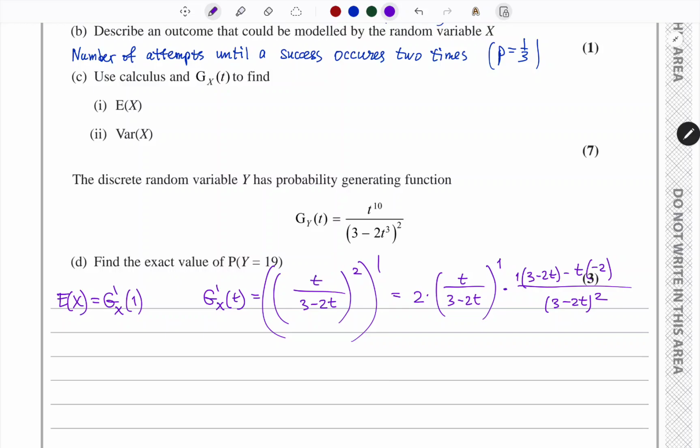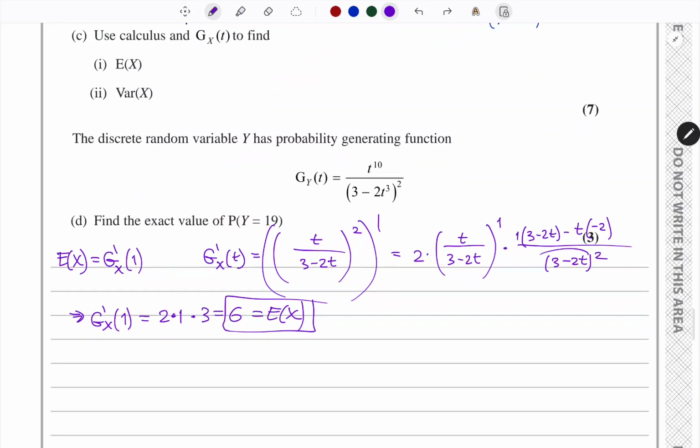Yep. I don't want to simplify it because it's pretty easy to put the value of 1. Okay, 1. So 2 times 1 times 1 plus 2, it's 3. Yeah, 3 divided by 1, 3. So it's 6. So expected value of x is 6. It's just a matter of arithmetics. I don't think you have to use your calculator because it's too long. It's a luck that 3 minus 2 times t, when t equals 1, is just 1. That's why you can ignore this.